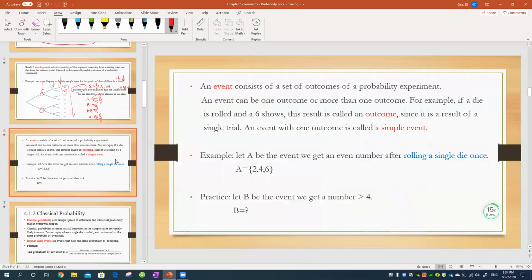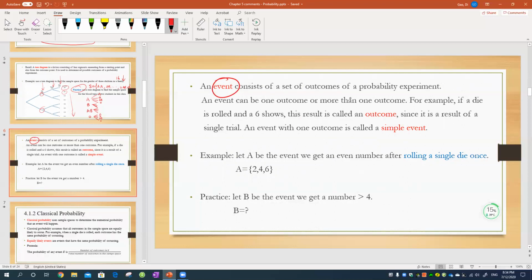Okay, now let's look at an event. The definition for this event: an event consists of a set of outcomes of a probability experiment. An event can be one outcome or more than one outcome. For example, if a die is rolled and a 6 shows, this result is called an outcome. Since it is the result of a single trial, we say it is a simple event.